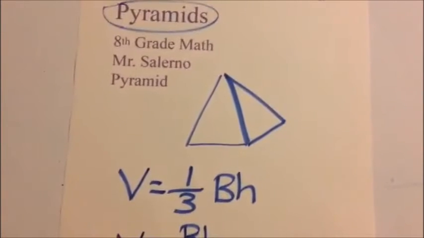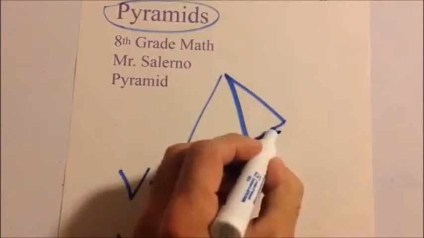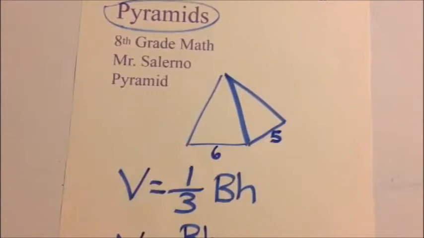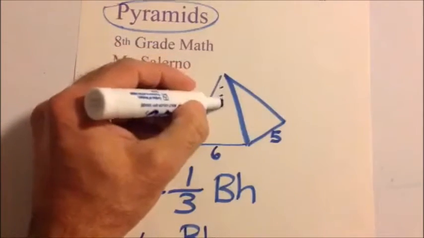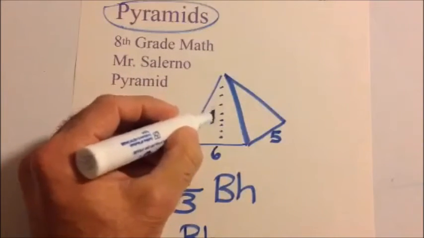Let's go back to the pyramid here. Let's say on one side it was 6, the other side is 5. So we know it's a rectangle, not a square. And now the only thing we're missing is the height. So usually you'll see this dotted line for height, and we'll just say 4.